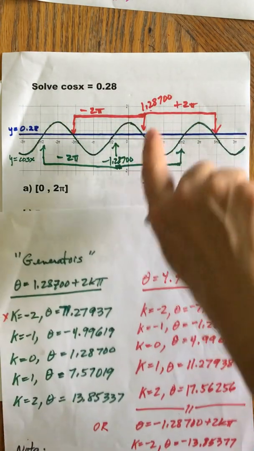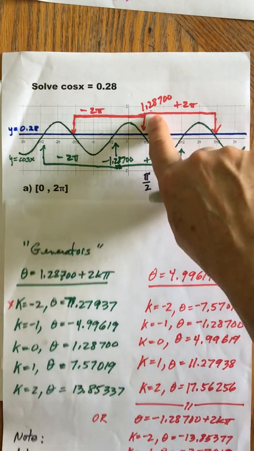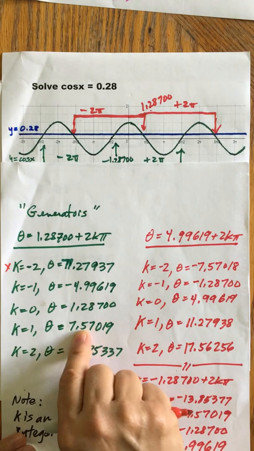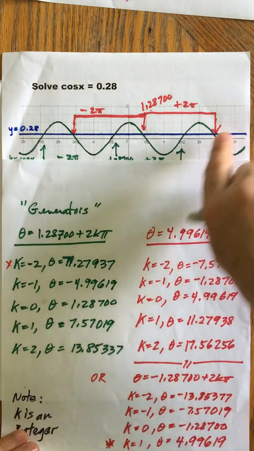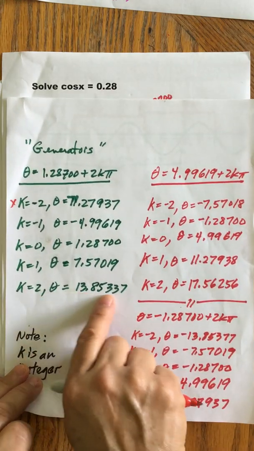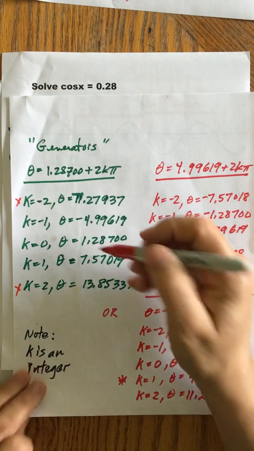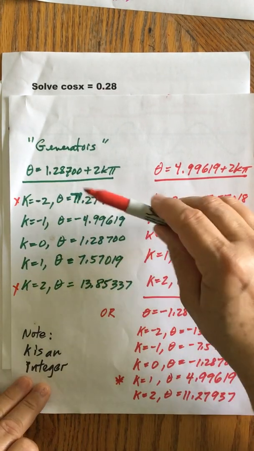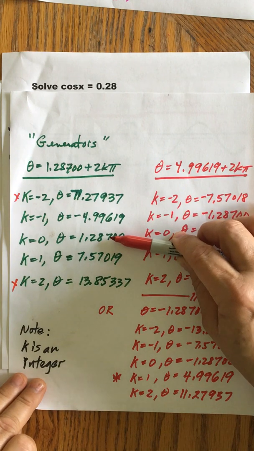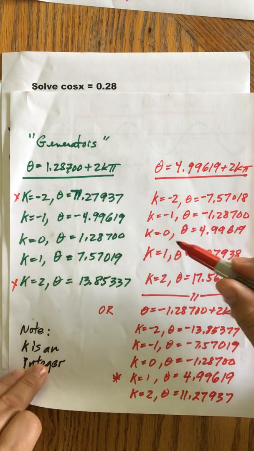When k equals 0, I'm on my starting one that the calculator gave me, 1.28700. And then when I go one forward, I get 7.57019, this one. And then if I go further, I've surpassed 3 pi, and you can see it, k equal 2, I'm more than 9.42. So this is too much. So my solutions are right here, -4.99619, positive 1.28700, and positive 7.57019.